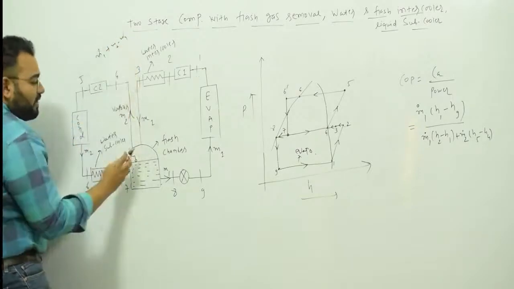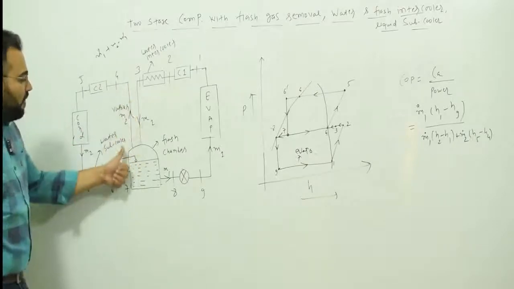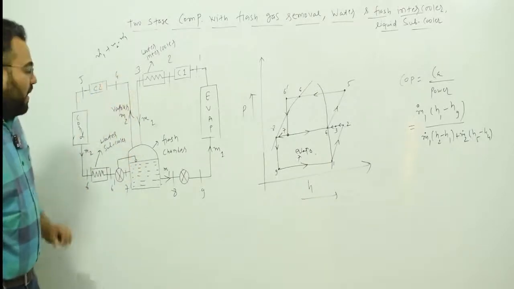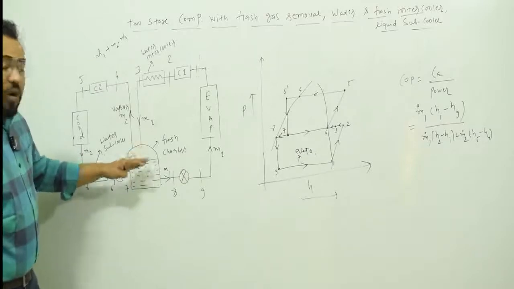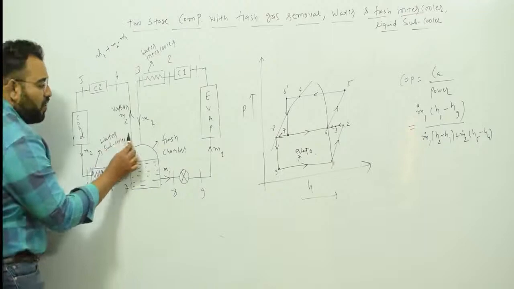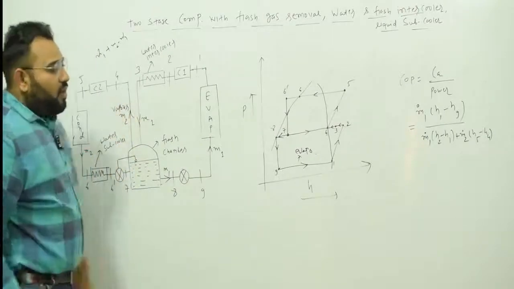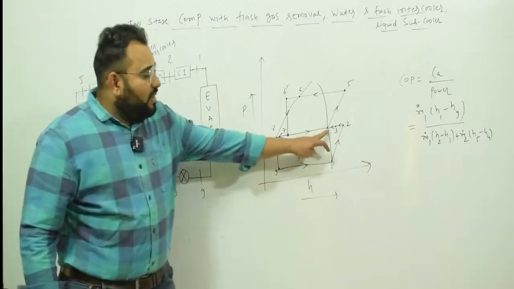So M1 cancels, and M2 vapor will go up. The remaining liquid refrigerant is also going to stay over here. So M2 vapor will go up. So at point 4, you will have M2 vapor, but this is in the vapor region.